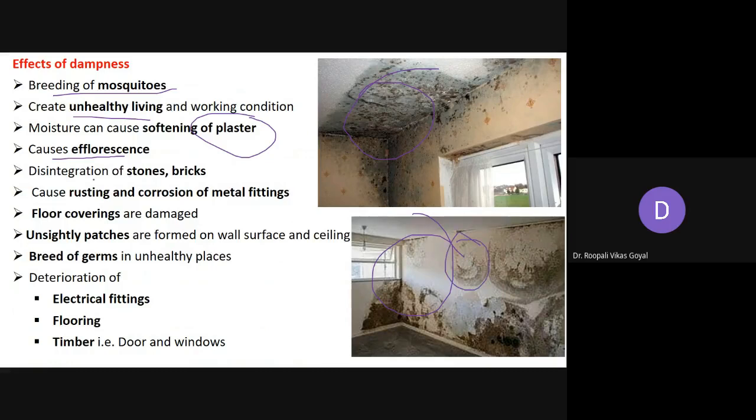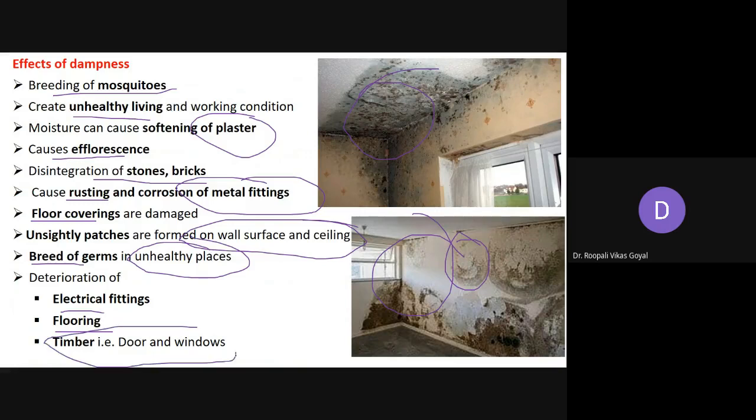Then it will also disintegrate the stone and bricks. Also this moisture may be responsible for rusting, kaat kha jaru, and corrosion of the metal fittings. Also it will affect the reinforcement bar in your RCC structure. Then your floor coverings are also damaged, and unsightly patches are formed on the surface and ceiling. So these are all the problems that may be there if you are having dampness inside your building. By breeding germs, it also provides unhealthy places for living. Also it can deteriorate the electrical fittings, then flooring, and it can also decay your timber door and window. So there are many effects of dampness inside your building.